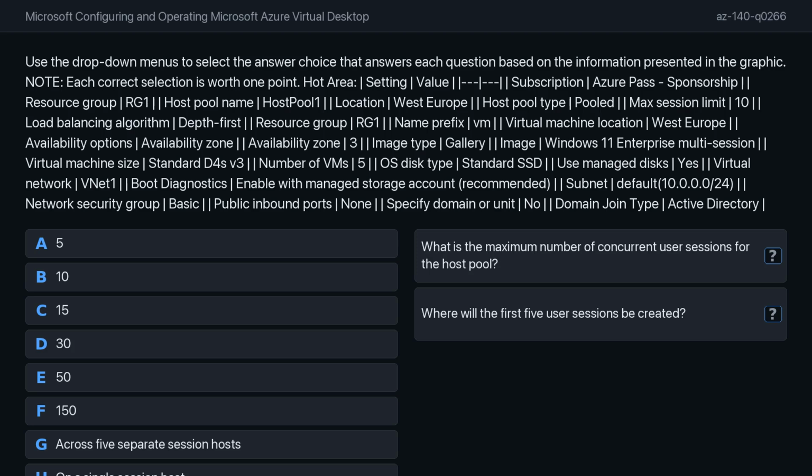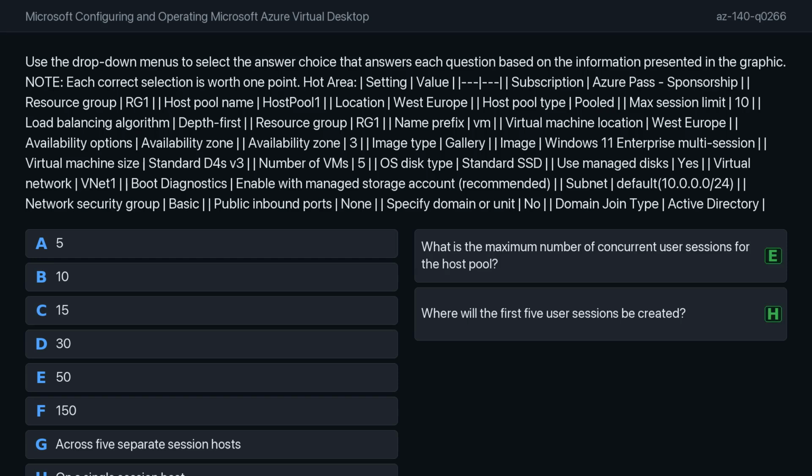Let us consider what this configuration entails. We are looking at an Azure Virtual Desktop host pool deployment with specific settings, such as pooled host pool type, a maximum session limit per host, and a depth-first load balancing algorithm. Understanding how the number of virtual machines and session limits interact with the load balancing method is key to determining both the total capacity and how user sessions are distributed.